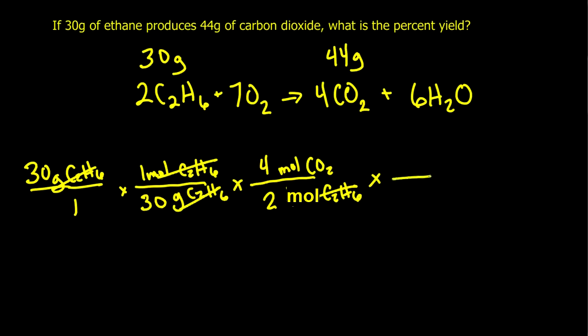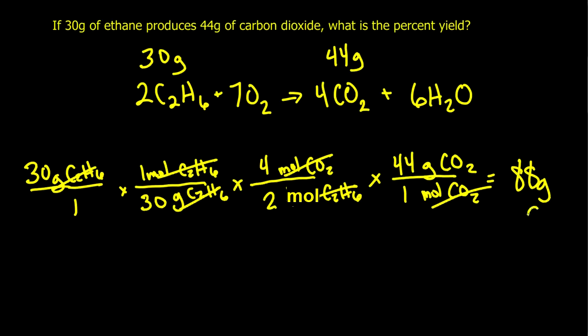I would finally have to change moles of carbon dioxide to grams of carbon dioxide. So moles of carbon dioxide go on bottom, grams of carbon dioxide go on top. 1 mole of carbon dioxide is equal to 44 grams. Now we can cancel out moles of carbon dioxide and do a little math. So 30 times 1 divided by 30 times 4 divided by 2 times 44 divided by 1. So we should produce 88 grams of CO2.